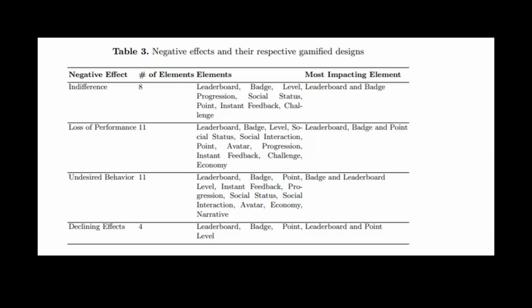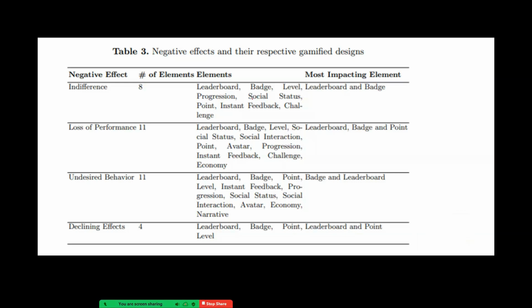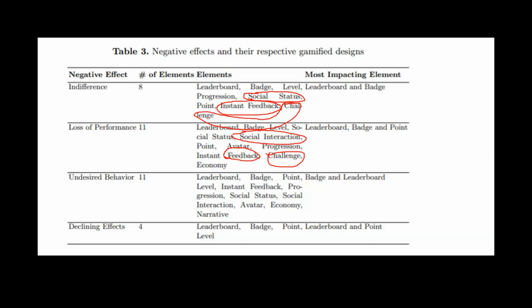But take a look at this for a second. If we look at indifference and the items, I think we notice something very interesting. Look at instant feedback. It didn't have any negative impact on indifference. Challenge didn't have any impact, nor did social status here. And look at this. Under loss of performance, social interaction didn't seem to have a negative impact. Feedback, challenge. So there are elements, I like to call it that deeper gamification, right? Deeper than points, badges, and leaderboards, where we could see that this deeper gamification doesn't have that negative impact.